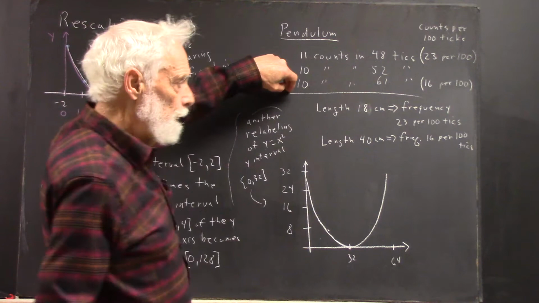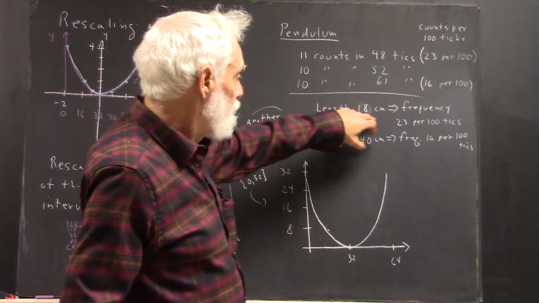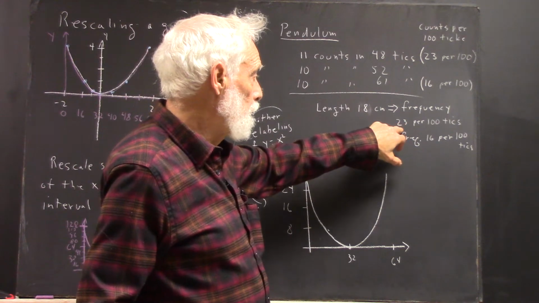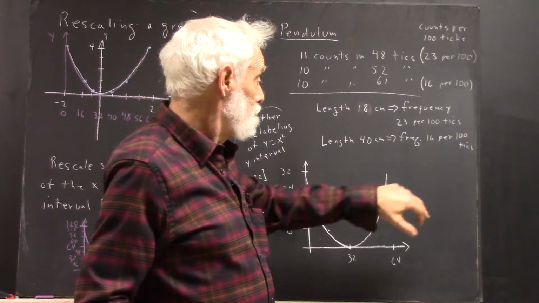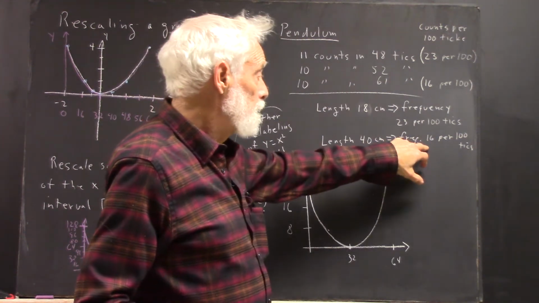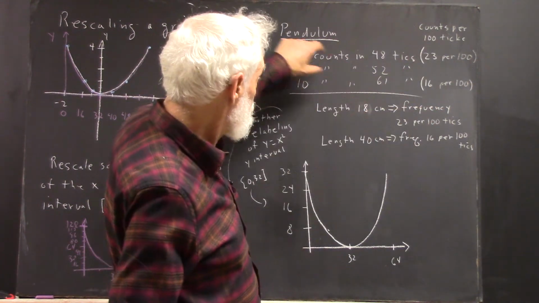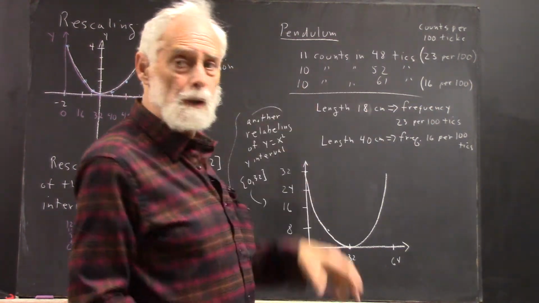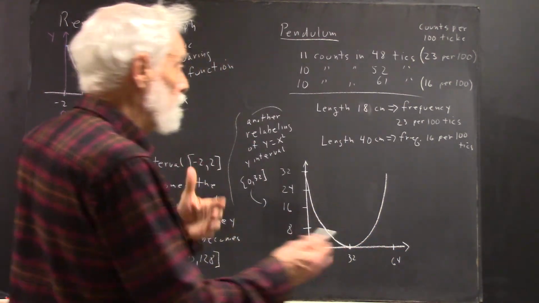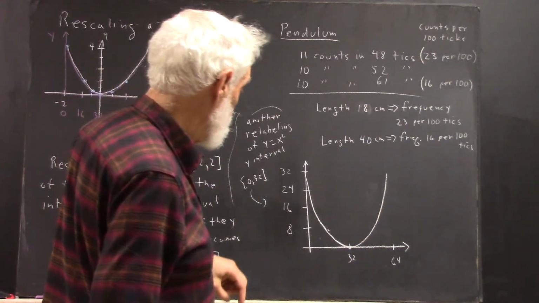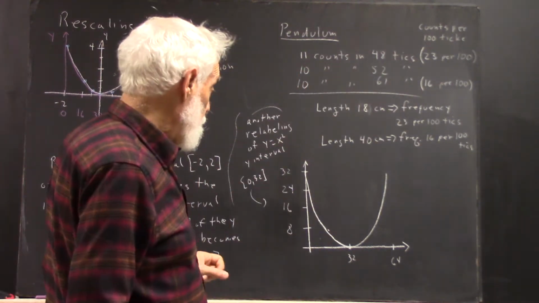Using data from the pendulum, we conjecture the 18 centimeter pendulum had a frequency of 23 cycles per 100 ticks. 40 centimeter, 16 cycles per 100 ticks. We've explained that. That's fairly straightforward from the number of counts and the number of ticks that I got from one paper. Okay? And the others are going to be similar. These make perfect sense. So I think everybody got something pretty close to those counts.